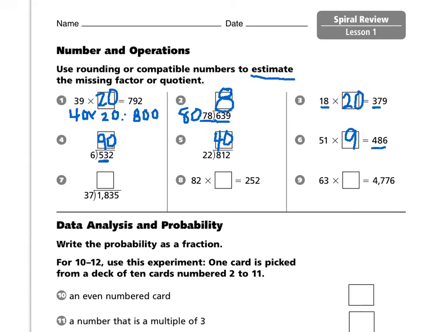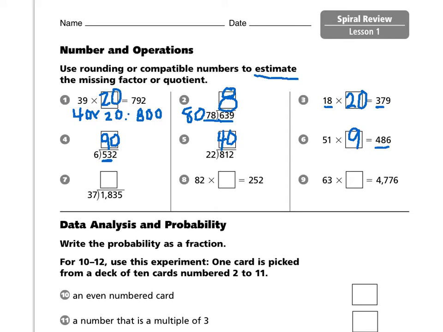Looking at this, I know that 37 is going to be close to 40, and I know that 1,835 is close to 2,000. So I know that that would go in about 50 times.